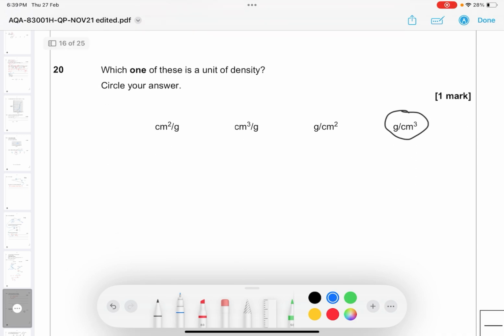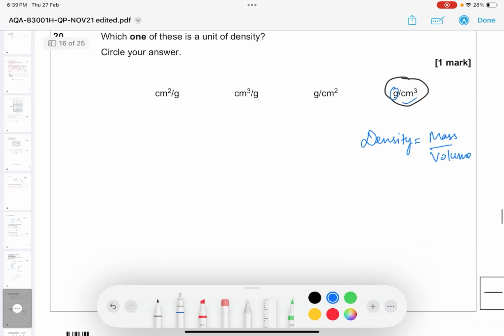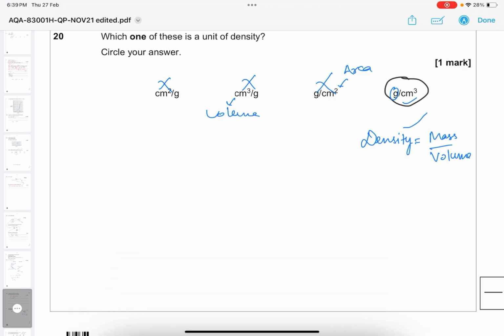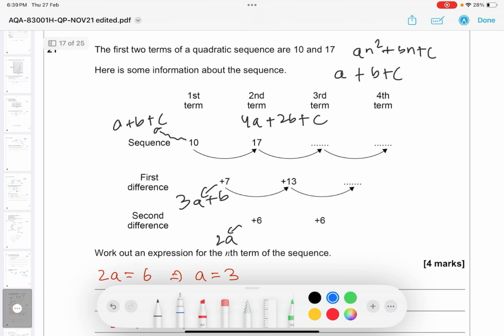Which one of these is a unit of density? So density equals mass over volume. That will give us grams per centimeter cubed. So this one is the correct option, not this one, neither this one, nor this one. Because square we use in area. And on this one, centimeter cubed is a volume, but the volume is in the denominator. Now, for this next one, you have to be focused.